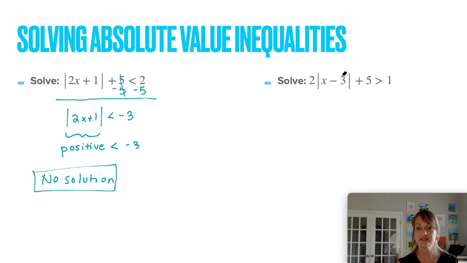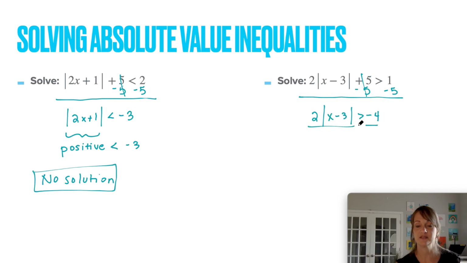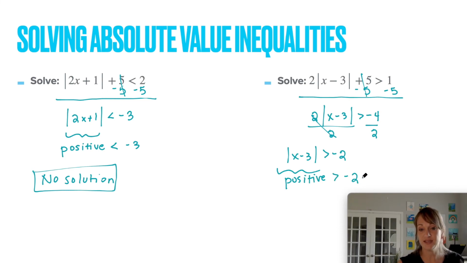Over here, if we were to solve this absolute value inequality, we would first, again, need to subtract 5. And we would get 2 times the absolute value is greater than -4. And now we need to divide both sides by 2 so that we can isolate the absolute value. And it's going to be greater than -2. Now, in this case, we have an absolute value that is dealing with a negative number. So if you think about it, this absolute value we know is going to be a positive number. Now, all positive numbers are greater than -2.